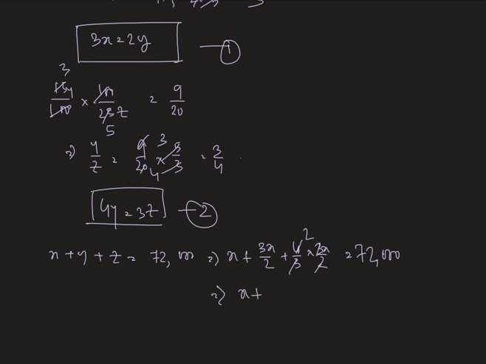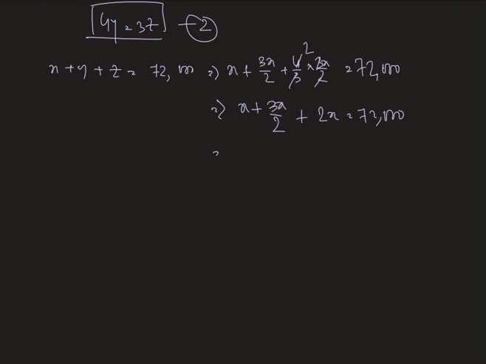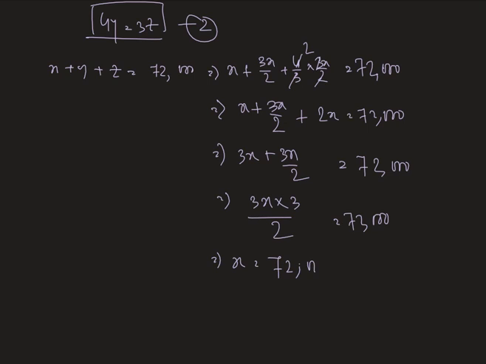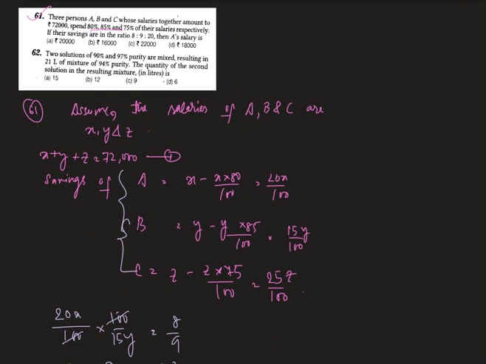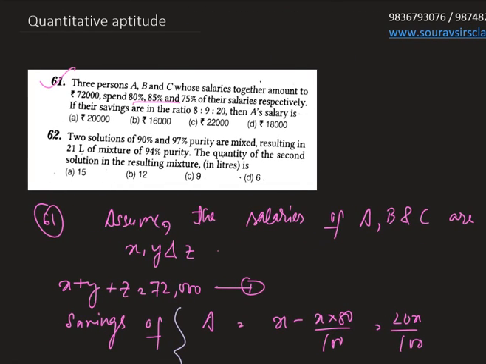And from this we get x plus 3x by 2 plus 2x is equal to 72,000, or 3x plus 3x by 2 is equal to 72,000. Okay. That means x is equal to 16,000. So salary of A is 16,000. That means option B is our correct answer.